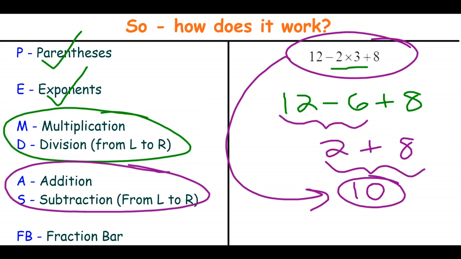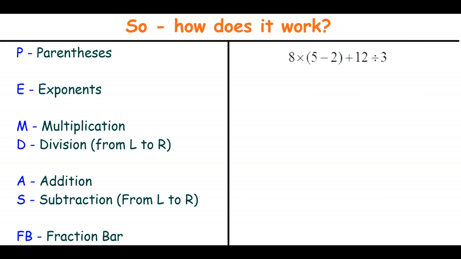If we look at another example, we have 8 times, in parentheses, 5 minus 2, plus 12 divided by 3. A little bit more complicated. Again, we just have to go from the start of PEMDAS FBA to the end. We have parentheses, 5 minus 2 is 3, so it leaves us 8 times 3 plus 12 divided by 3. Parentheses are done. We have no exponents.